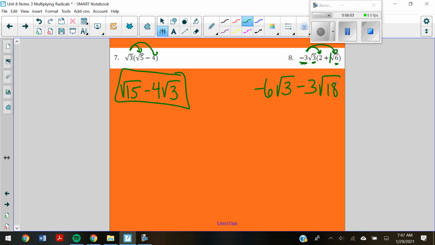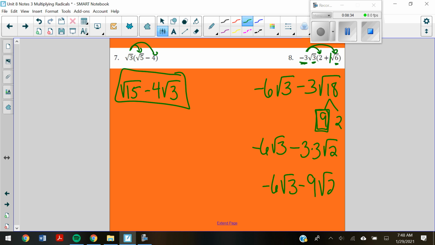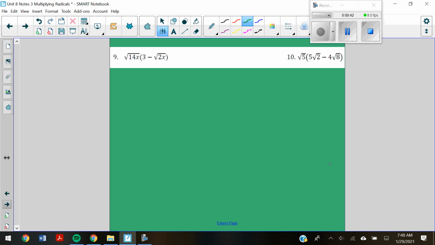Now my first term isn't going to simplify any because it's the 3 under the radical, so it doesn't break down any further. But my second term totally breaks down into a perfect square of 9 and 2. So I get negative 6 square root of 3, we didn't do anything there, minus 3. Now this perfect square 9 here is going to give me another 3 out front and leave a 2 underneath. So you get negative 6 square root of 3 minus 9 square root of 2. Those are not like radicals because they don't have the same thing underneath the radical. So there's our solution.